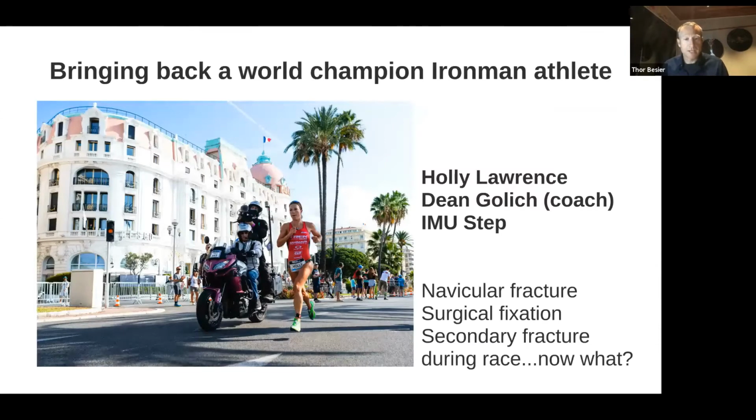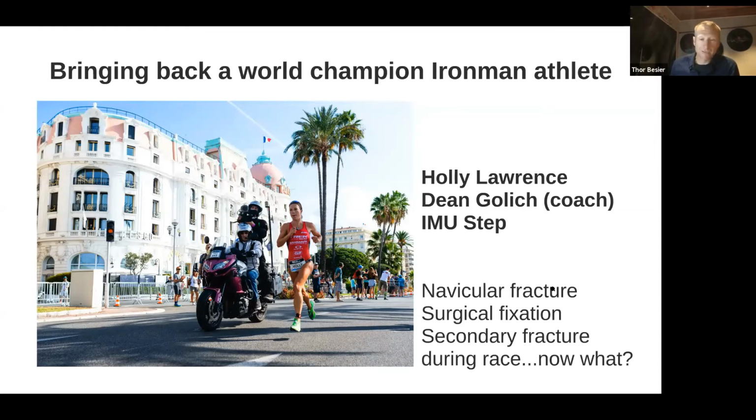So this is a case study that has been published by iMeasureU, and it was work that Dean Golich did with Holly Lawrence. And Holly is a world champion Ironman athlete. She suffered a navicular fracture of her right foot. It was then fixated, so it was a macroscopic failure that required a screw. She went for a run, actually a competition afterwards, and actually fractured again.